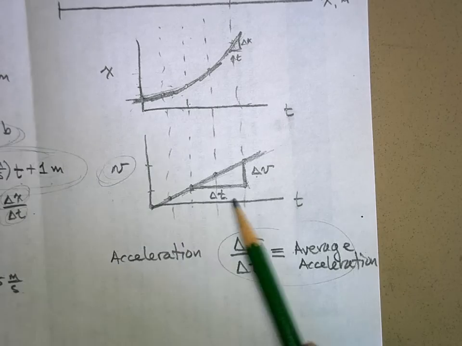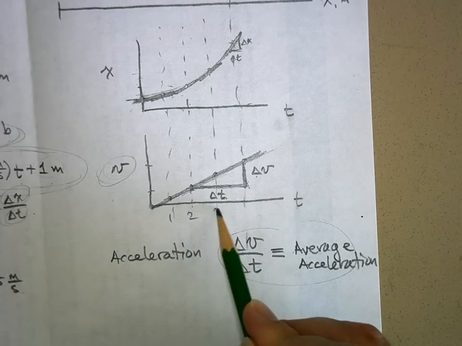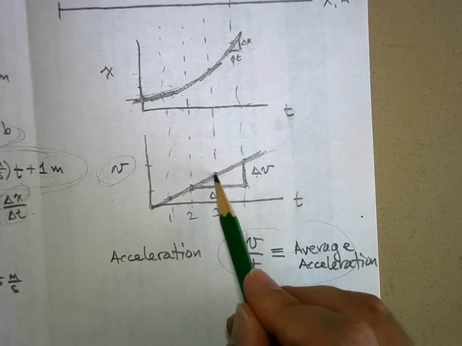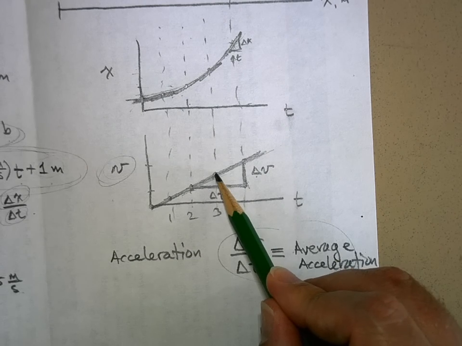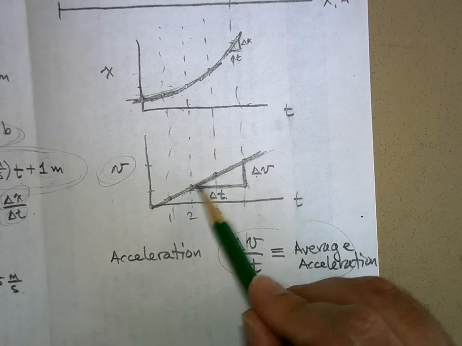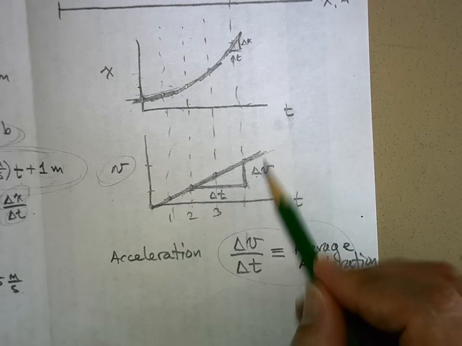Now, if your velocity is changing at a constant rate like this, the tangent line is the line. Like if I say, okay, at 1, 2, 3 seconds, what's my acceleration right here? Well, draw the tangent line. Oh, the tangent line is the line. So you just take the slope of the line.